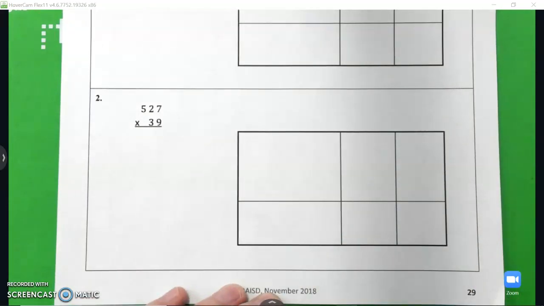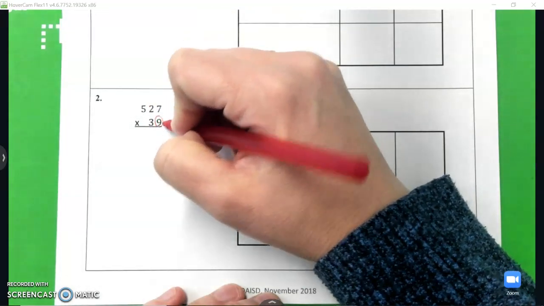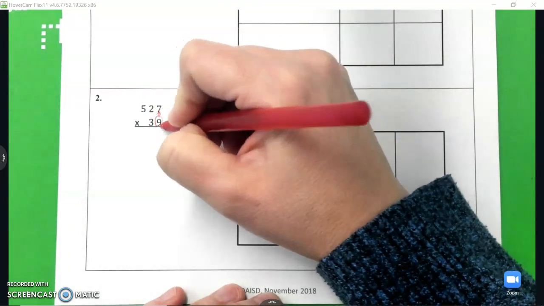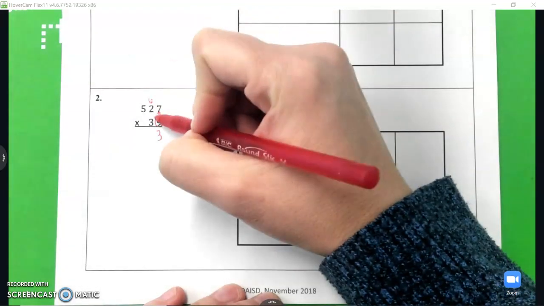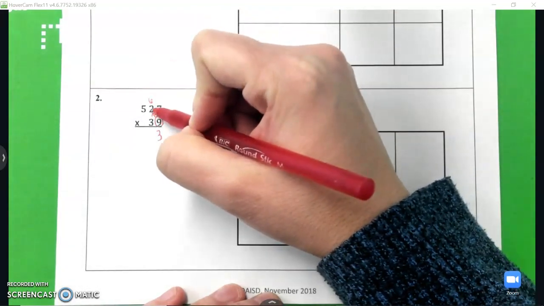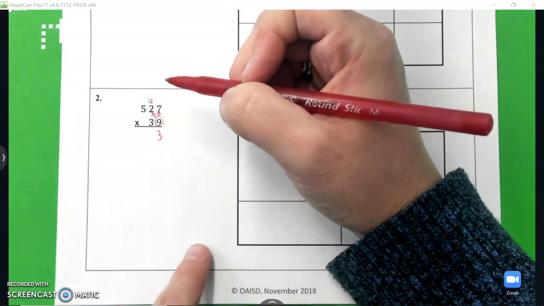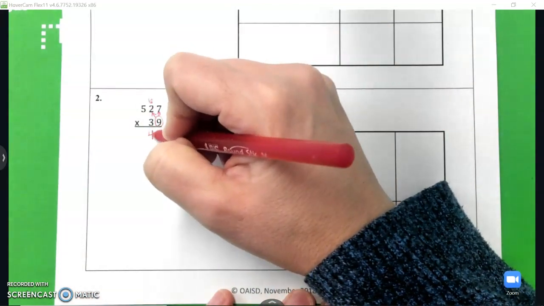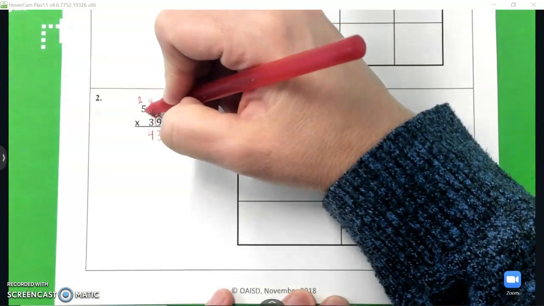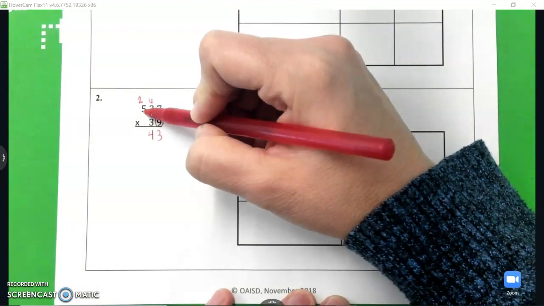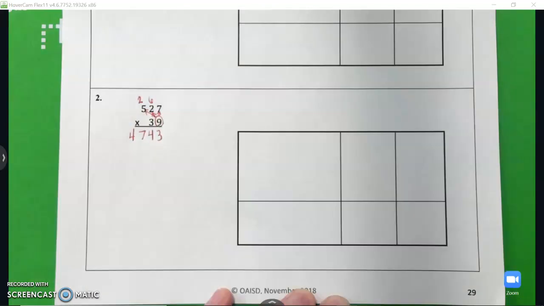Looking at the second one, 527 times 39, we start with our 9 in the lower right corner, and we multiply. 9 times 7 is 63. 9 times 2 is 18, plus 6, 19, 20, 21, 22, 23, 24. And 9 times 5 is 45, 46, 47. I don't have any more digits over here, so the 4 can come right down there.